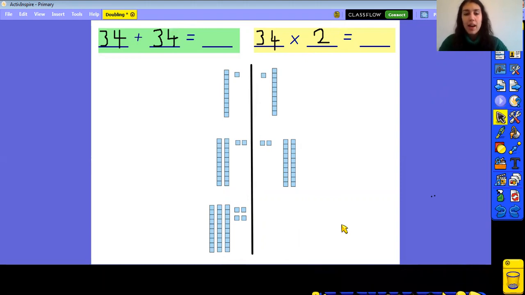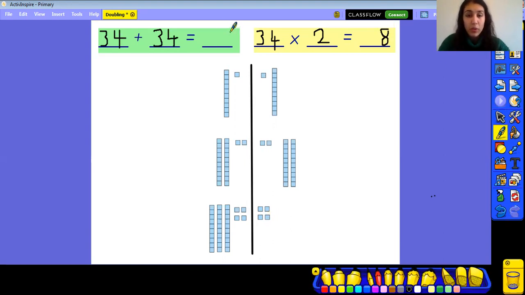And because it's quite a large number, we're going to partition it and break it down into 10s and 1s. I'm going to start with the 1s. So let's double those 1s. 4, 2 times: 4, 2, 4, 6, 8 would be 8 1s, and we can see that there.